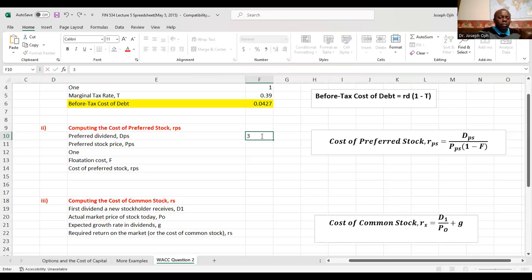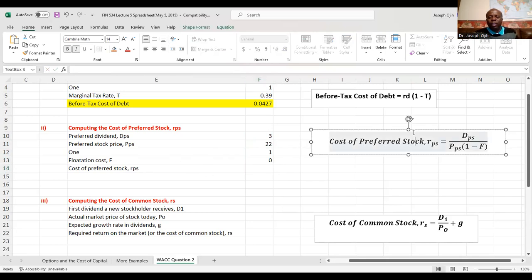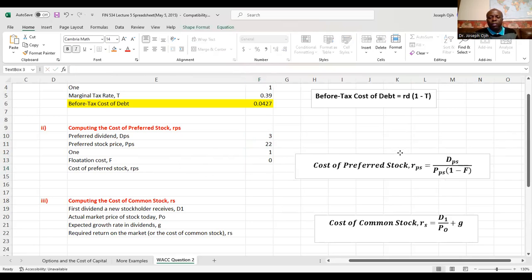$3 for the preferred dividend, and then preferred stock price of $22. Then of course 1 is part of the formula. We just put 1, and there is no flotation cost, put 0, so that the cost of preferred stock now becomes, you're going to use this formula here.